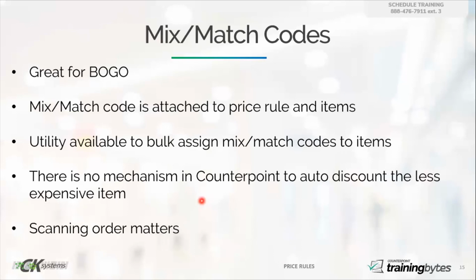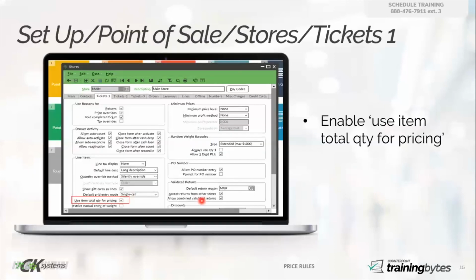Now, there is a limitation to these BOGOs. There is no mechanism in Counterpoint to automatically discount the less expensive item. So scanning order matters. Your people have to scan the most expensive item first.